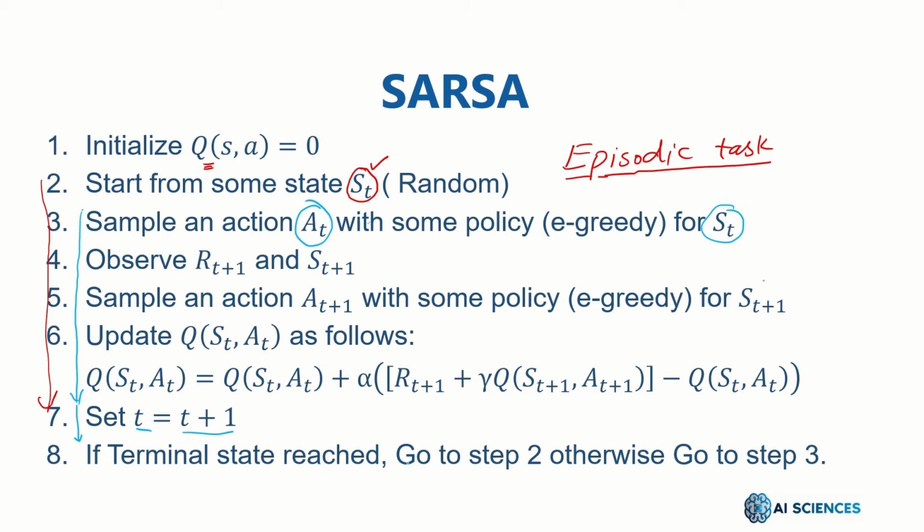And once an episode is finished, you start your algorithm completely. Just the initialization of Q does not happen. The rest of the algorithm restarts from the very beginning. You randomly sample an initial state and you move on. And this whole algorithm runs for a particular number of episodes. So there is maybe a max episodes.